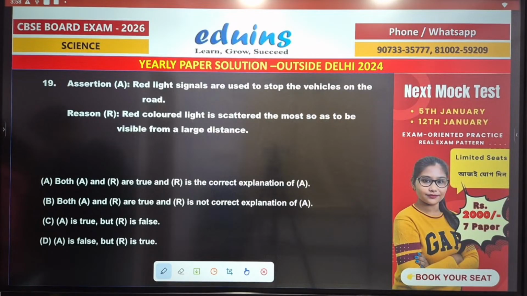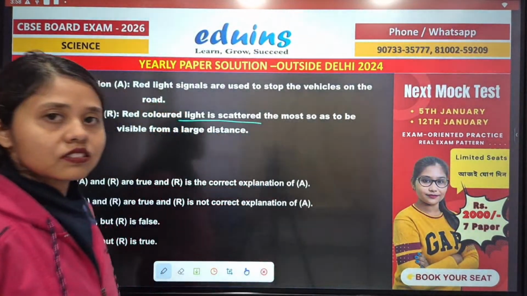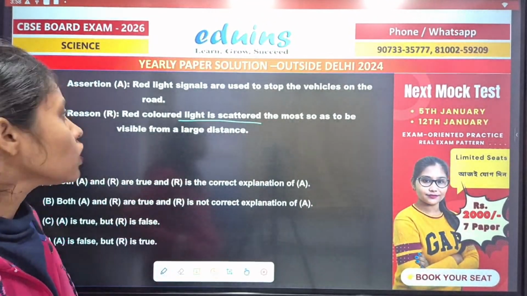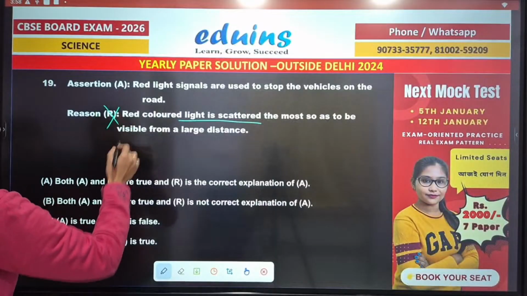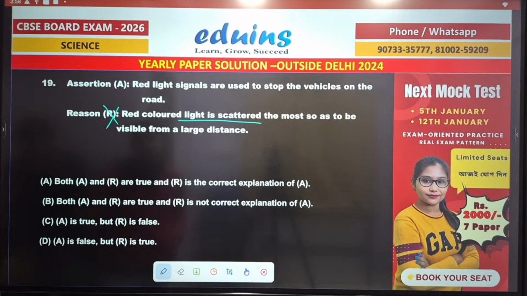So, what will be the correct answer? At first, we have to know that red colored light is not scattered the most. It is the light that is scattered the least. So this statement is not true. So R is false. So option C, which states A is true but R is false, is the correct option. So C is correct. And who gave the answer option C?